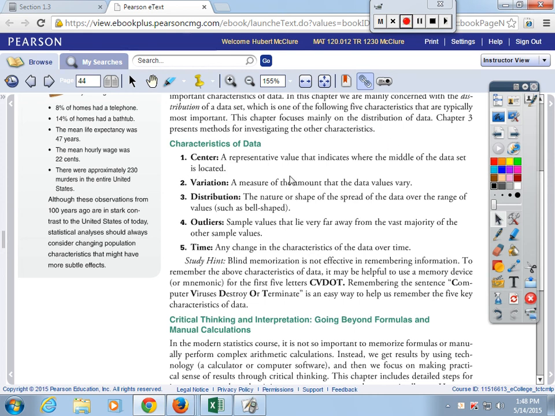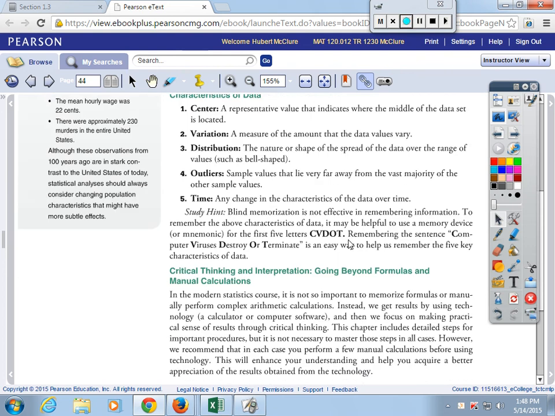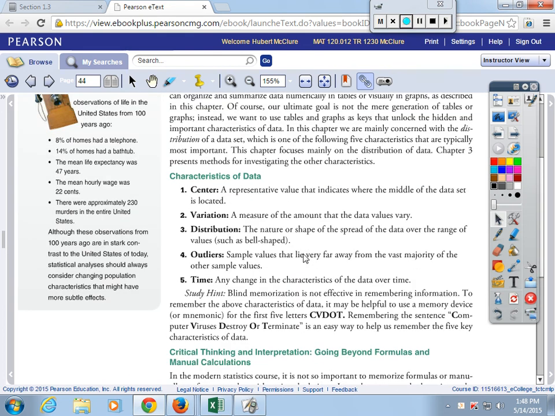Center. Middle of the data set. Variation. Data values vary. Distribution. The shape of the spread. And that's all you need to write. Shape of the spread. Outliers. That's your 6-foot second graders, 300-pound third graders. The ones that are way out there. Make sure you know those definitions.